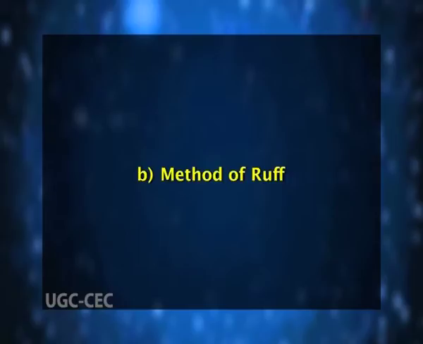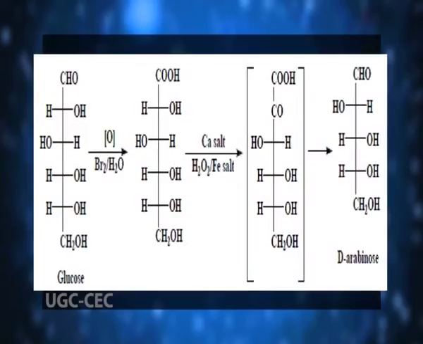Second is the method of Ruff. This method consists in oxidizing the aldose to aldonic acid and reacting its calcium salt with hydrogen peroxide in the presence of ferric salt to give first an intermediate alpha keto acid, which immediately decomposes giving carbon dioxide and the lower sugar.